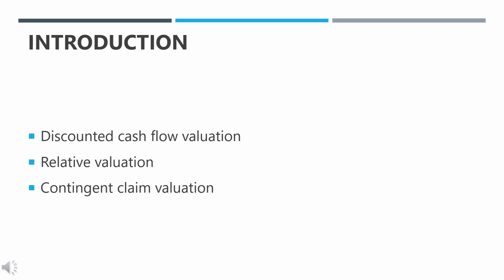The third, contingent claim valuation, uses option pricing models to measure the value of assets that share option characteristics. Some of these assets are traded financial assets like warrants, and some of these options are not traded and are based on real assets. The latter are often called real options. There can be significant differences in outcomes depending on which approach is used.